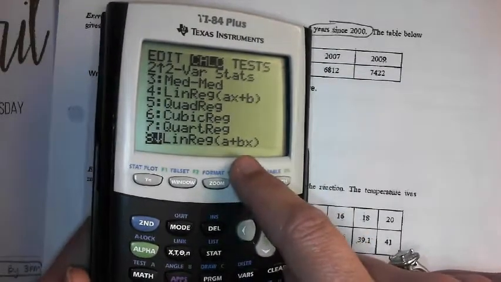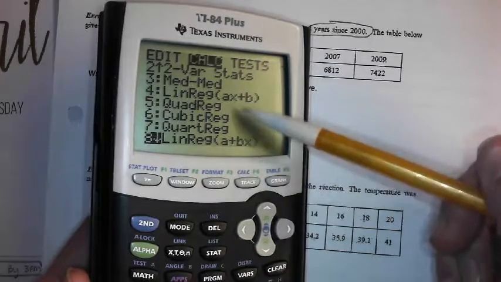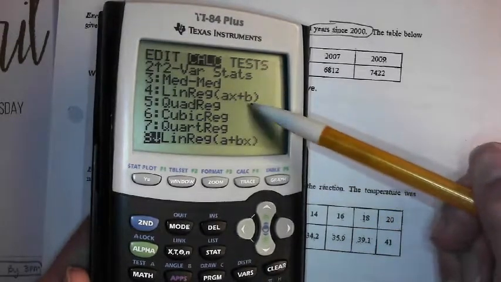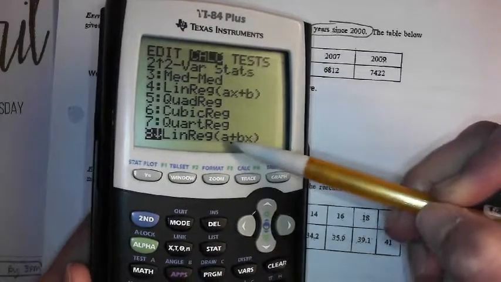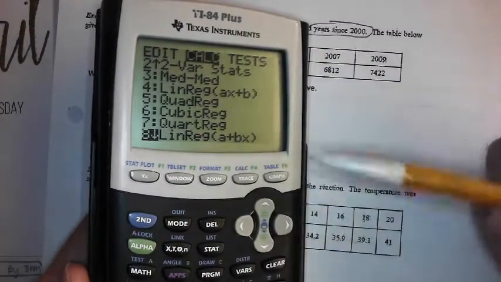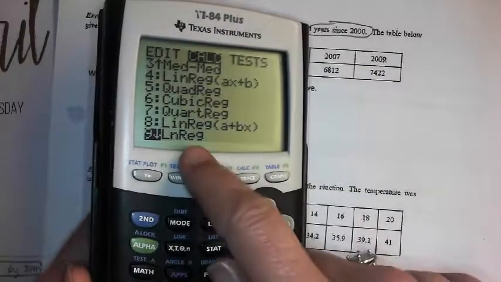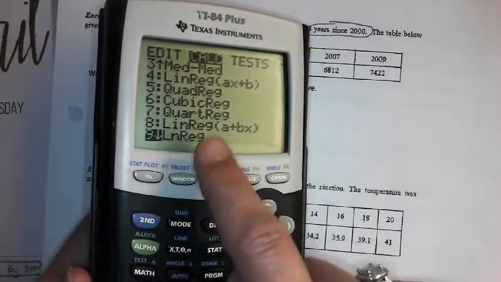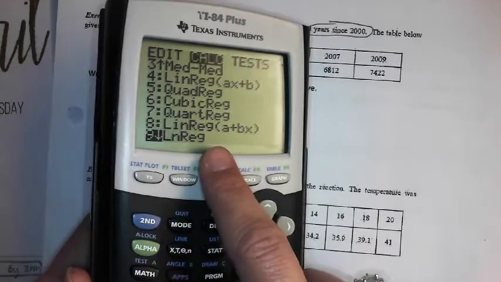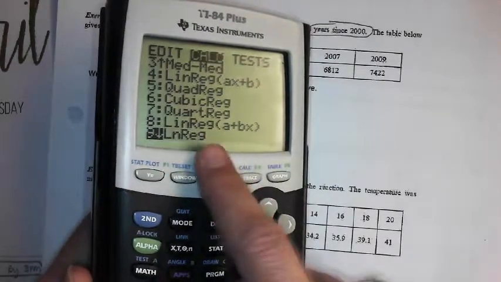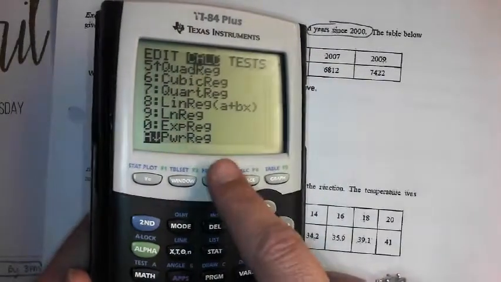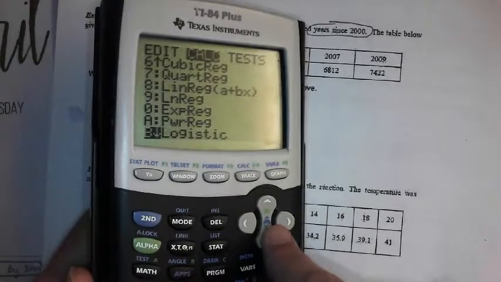Another version of linear, the only difference between 4 and 8 is that this is ax plus b. So your A value is the slope and the B is your y-intercept. This one being A plus BX, B is your slope, the A value is your y-intercept. There's really no difference between those two. ln, that's what they'll do for a log regression. Ln is the natural log. So if you think something's a log, it's an ln regression. Exponential regression. Power regression we won't do.